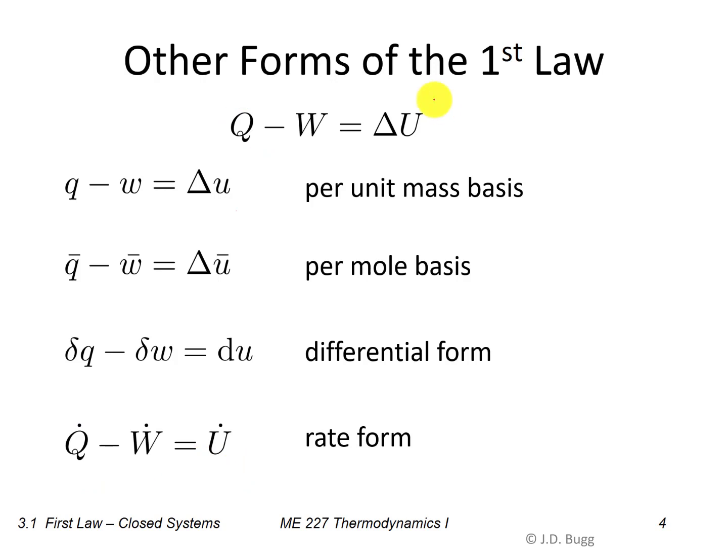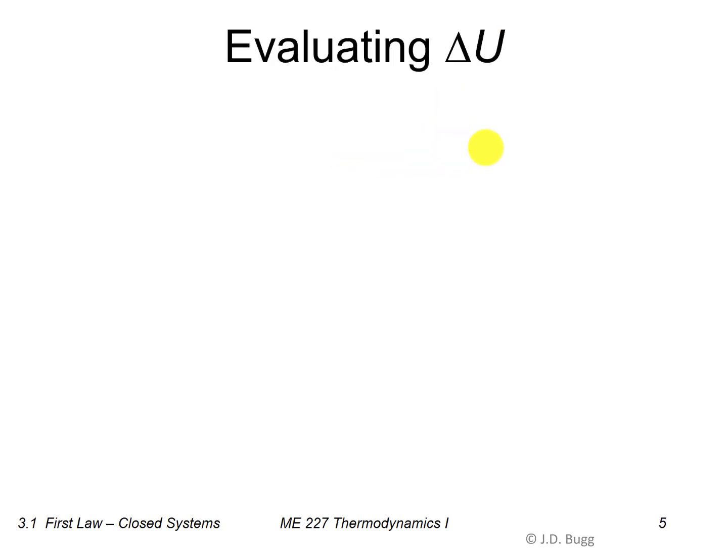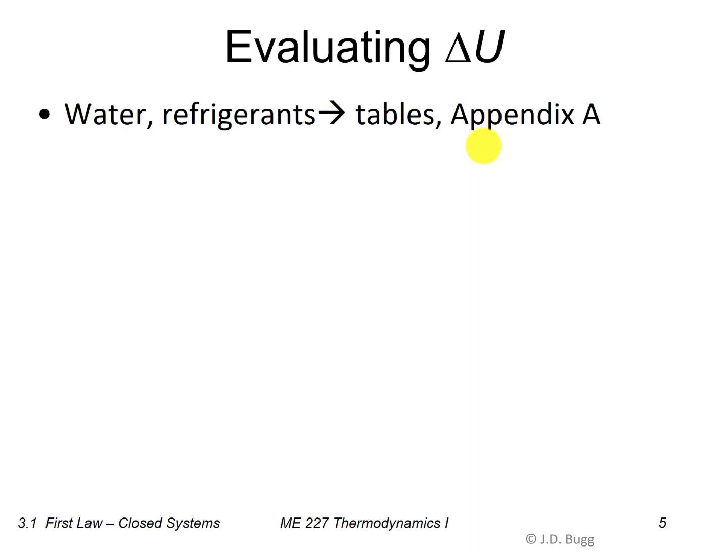The next thing I'm going to review is how to calculate delta U. So we're focusing for a few minutes here on the right-hand side of this equation. Well, evaluating delta U, we need to pay attention to what type of substance we have. So if we're talking about water or one of the refrigerants, then we need to use the tables in the back of our textbook, as you've learned to use in tutorial 1. So those are all contained in Appendix A.